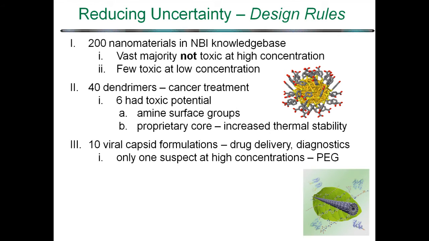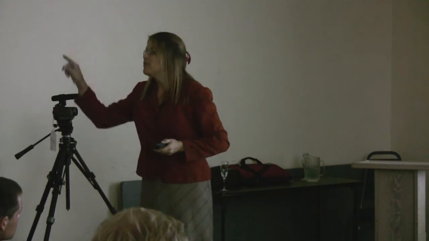Of those, only one of them was really suspect, but it was only at really high concentrations. It was one that had a surface group on it, polyethylene glycol, which basically allows it to float around in your bloodstream a lot longer than the other ones would. And so we figured that might be why that one was suspect. But really, it was only at extraordinarily high concentrations.